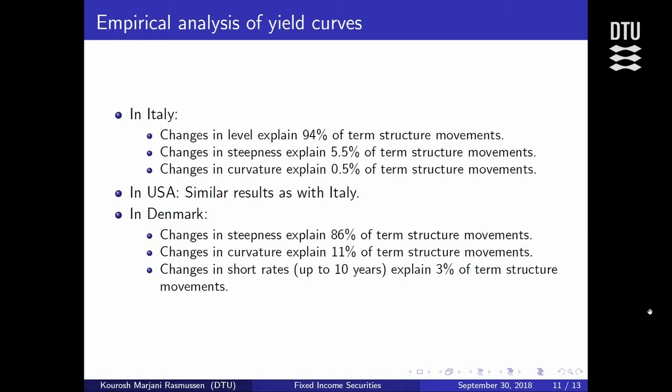But then there comes this interesting study, which is from a while later than the other studies, from Denmark. Some new data, which shows all of a sudden that there are changes in steepness, that is the slope, which actually explain most of the changes. 86% of the changes come from that, and not from parallel shifts. So that is kind of boring a little bit, right?